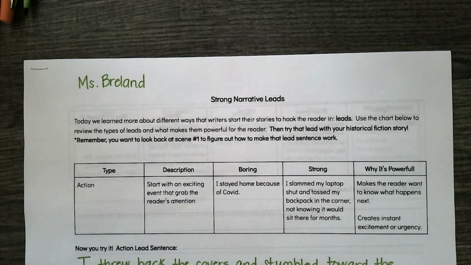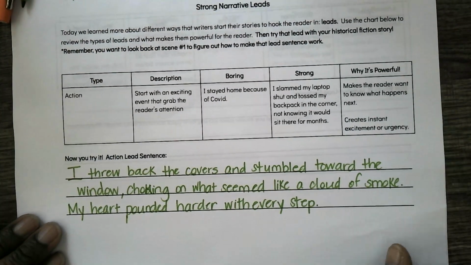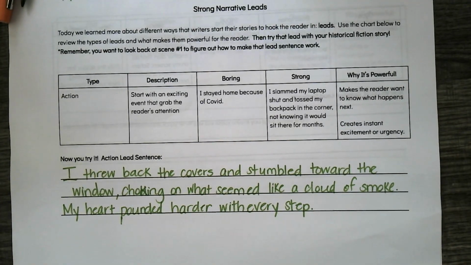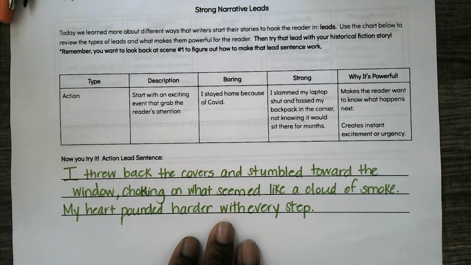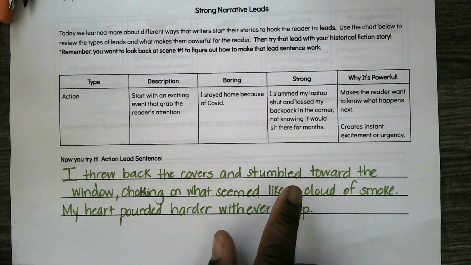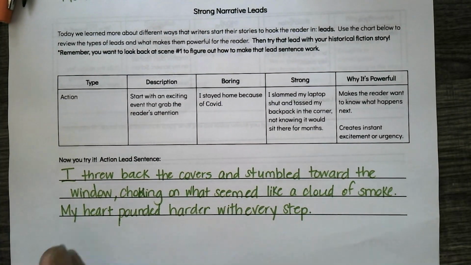It's the first sentence that the reader is going to read. So I wrote, "I threw back the covers and stumbled toward the window, choking on what seemed like a cloud of smoke. My heart pounded harder with every step." So what I want the reader to do is visualize what was happening. I want them to see that in their mind, and instead of telling them, I want to show them. So I'm using some descriptive words and some actions that they can actually see as well. All right, and so that's the action lead.